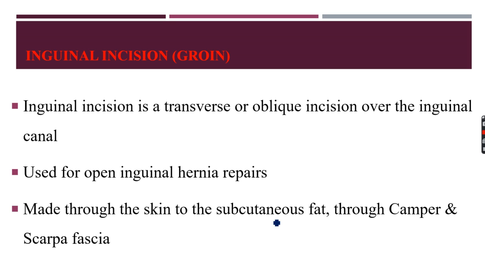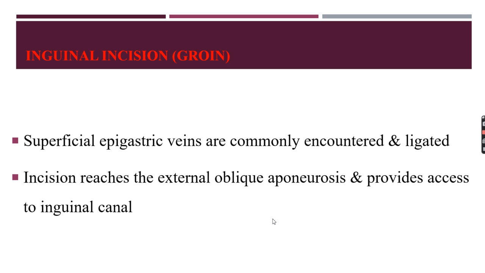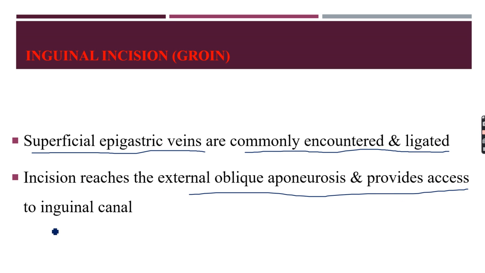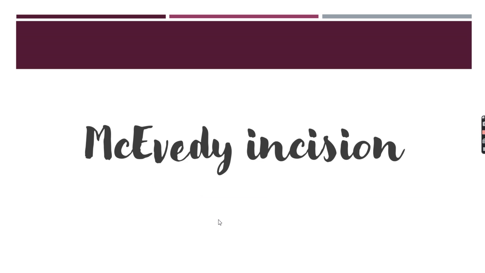It is basically a transverse or sometimes oblique incision over the inguinal canal, and it is used for open inguinal hernia repairs. It is made through the skin, the subcutaneous fat, and through the Camper fascia, the superficial one, followed by the deep fascia, the Scarpa's fascia. We are going through these fascia. Then superficial epigastric veins, which most of the PGs must know, are commonly encountered and must be ligated while placing the incision and going deep. The incision reaches the external oblique aponeurosis and provides access to the inguinal canal, right?